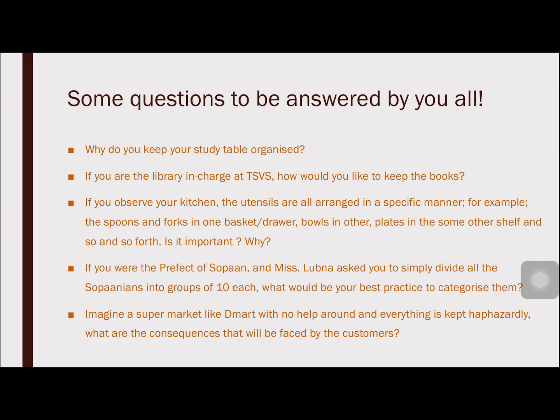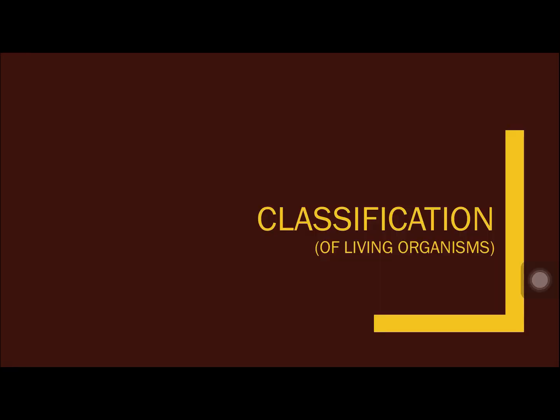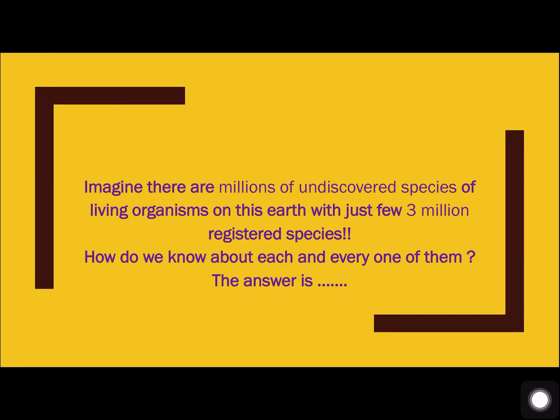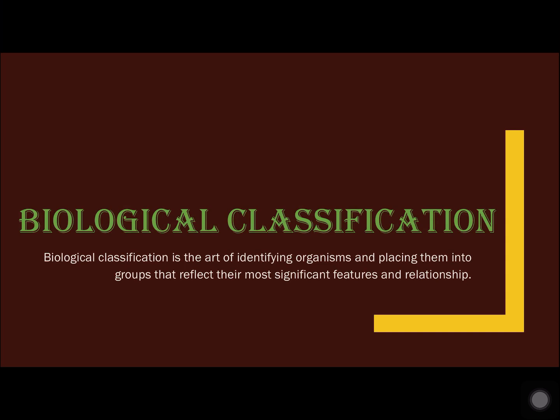Classification of living organisms. It is really important. Imagine there are millions of undiscovered species of living organisms on Earth, with just about 3 million registered species. How do we know about each and every one of them? The answer is biological classification. Biological classification is the art of identifying organisms and placing them into groups that reflect their most significant features and relationship.